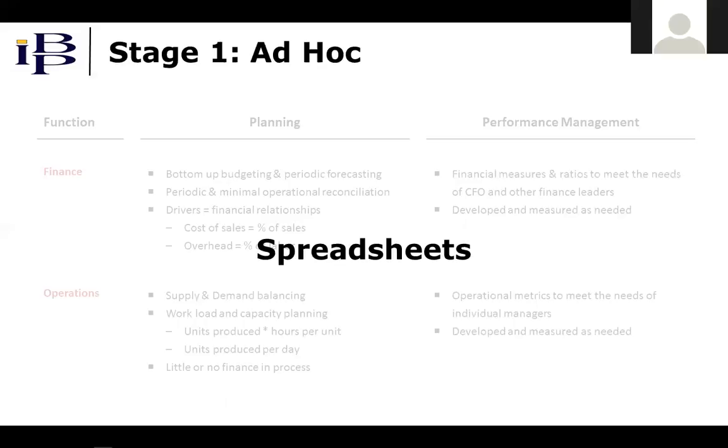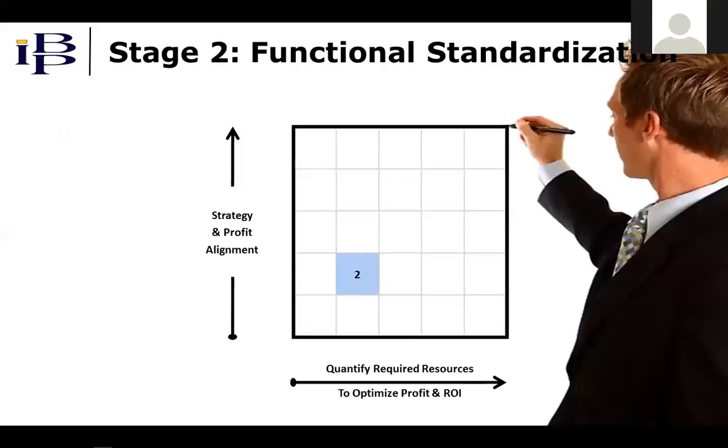And more often than not, you'll find that companies are supporting these processes with spreadsheets, but that's not necessarily the case. You could have a process supported by an application that is fairly simplistic. So that was pretty basic stuff. So stage two is what I call functional standardization.